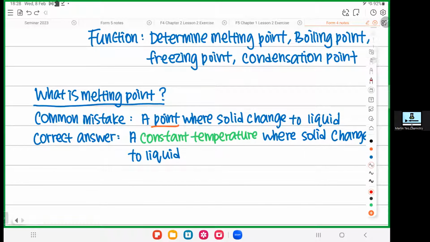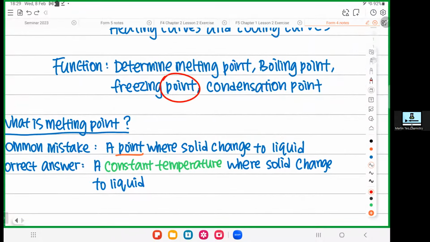This is a very easy one, but trust me, even though this question was so easy, if it came out, around half of the students won't be able to get full marks. Around half of the students will get 0 marks because they write melting point is a point, or they write a lot of funny things. So please remember, all these points, they are not a point. They are temperatures.